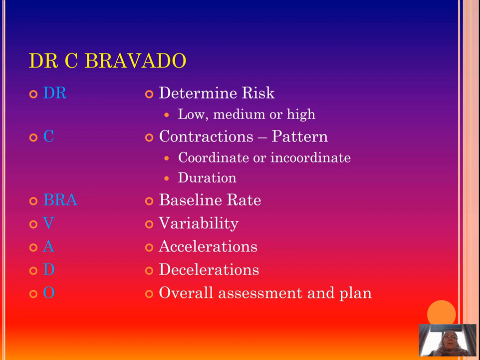So that you can remember to look at all of the features of a CTG, there's an abbreviation called Dr. C. Bravado. And you can see it is listed what it stands for. Doctor means to determine risk. Is this patient low risk or high risk? C means contractions or patterns. So are contractions present? And if they are present, are they coordinated, incoordinated? What is their duration? BRA means baseline rate. V, variability. A stands for acceleration, D for deceleration, and finally O for overall assessment and plan.